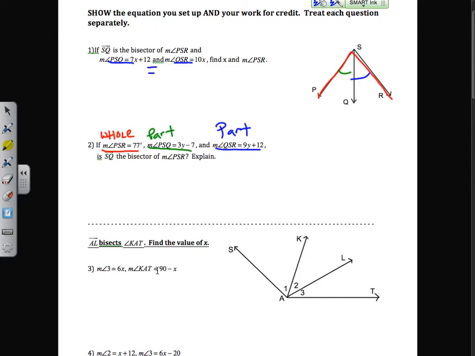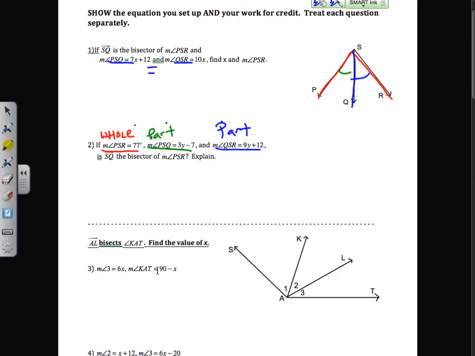Now the next one, it's asking, if this information is true, is SQ, this ray, the bisector of the whole angle? Explain. So we want to know, are those 2, that green and that blue angle, congruent? Then we would know it bisects. Right now, we don't know the degree measure of those. So let's go on a mission and find that out. Because if they're the same, then it's a bisector. If they're different, then it's not.